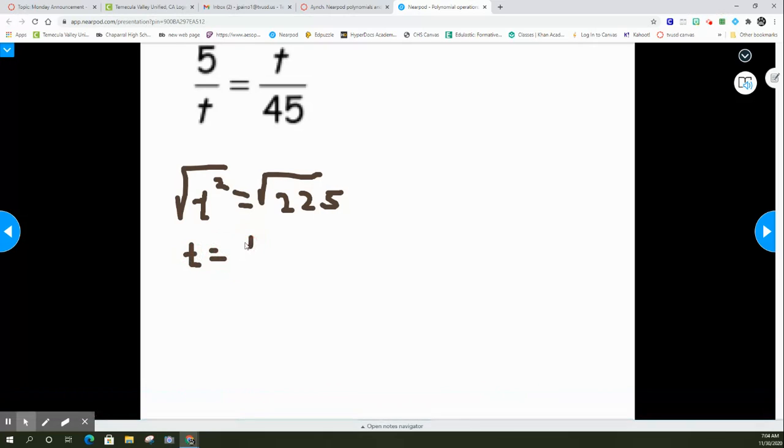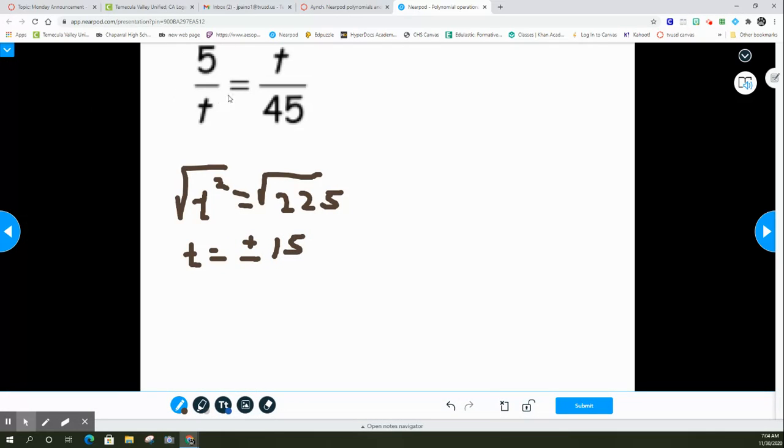Now obviously it depends if I'm doing a shape. There's no backstory to this proportion, but if I was doing a shape, obviously negative wouldn't work because the side of a shape couldn't be negative. So you just have to pay attention to that. Right now, there's no context behind this, so you're going to put both answers, plus or minus 15 work. But if we're trying to solve for missing sides of similar shapes, it would only be positive 15.